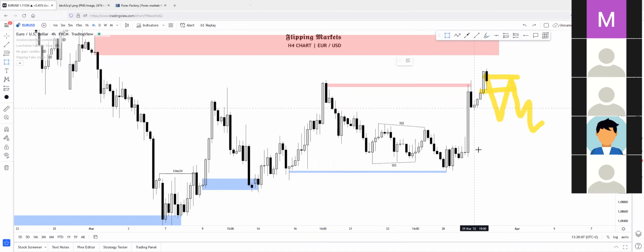Let me just mark it with the box instead, because that's cleaner. Actually, this is the right demand zone in this case, because as you can see, this candle has already been mitigated by the following week. So that's our right 4-hour demand zone in this case.